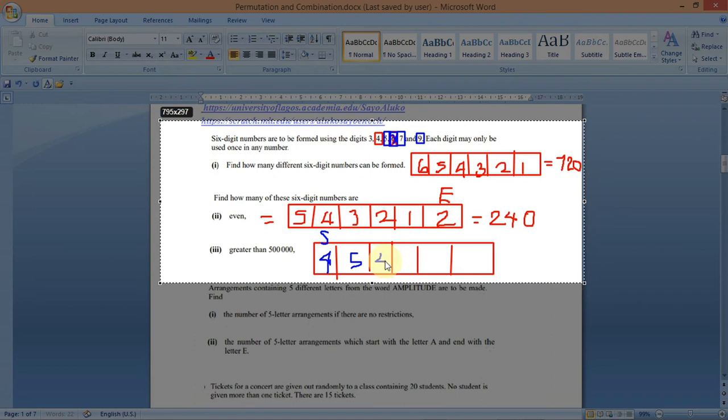Then just reduce it, drop it: 4, 3, 2, 1. So my answer here will be 5 factorial times 4. 5 factorial, you are just to multiply all the numbers, guys. 5 factorial times 4. So there are 480 ways. So I'm done. I'm through, guys.